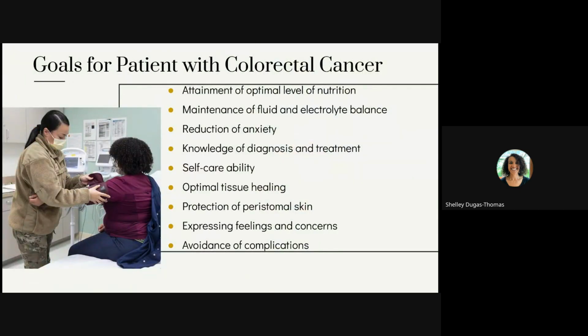You want to help them to achieve optimal nutrition and maintain fluid and electrolyte balance, reduce anxiety and enhance knowledge of the diagnosis and treatment, promote self-care ability and optimal tissue healing, protect peristomal skin if applicable, and support expression of feelings and concerns and prevent complications related to disease and treatment.